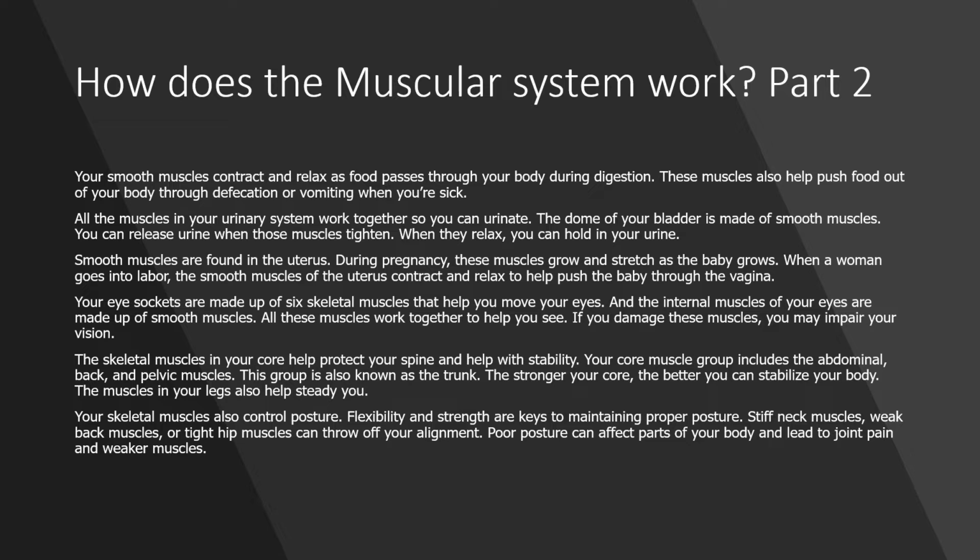The skeletal muscles in your core help protect your spine and help with stability. Your core muscle group includes the abdominal, back, and pelvis muscles. This group is also known as the trunk. The stronger your core, the better you can stabilize your body. The muscles in your legs also help steady you.